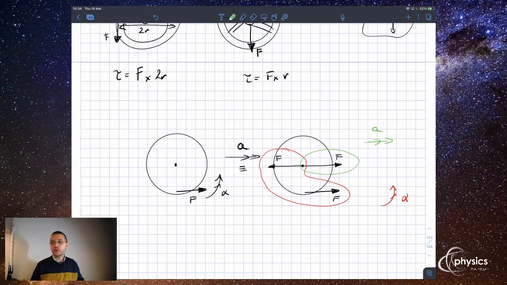Every time you have an object that is doing angular acceleration, it has a couple on it. When you see an object moving with linear acceleration, it has a resultant force on it. If you see an object rotating and at the same time moving in a straight line, it has angular and linear acceleration at the same time, therefore that object should have a couple and the resultant force.